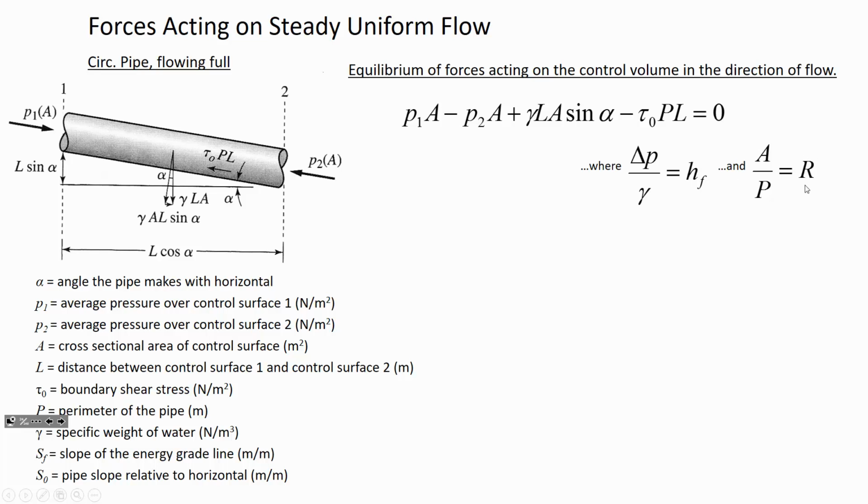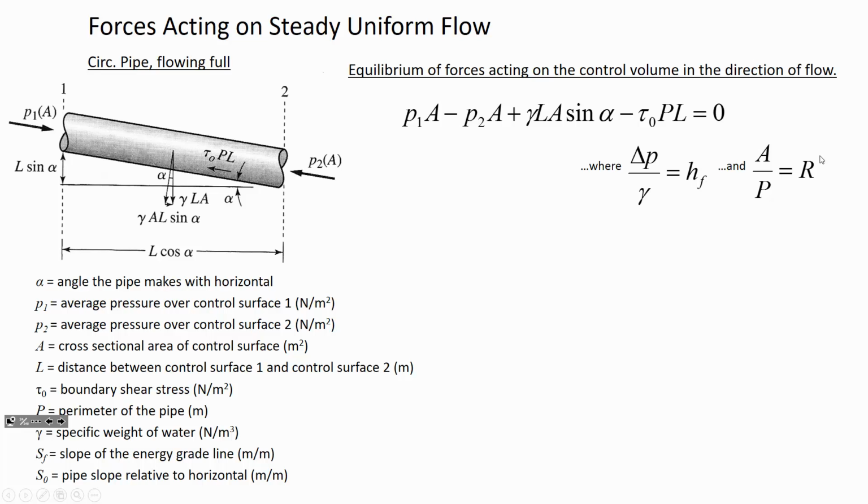Hydraulic radius is what R stands for. And hydraulic radius is the area of the pipe divided by its wetted perimeter. And the wetted perimeter, in the case of a circular pipe, is just the perimeter of the pipe. And so for a circular pipe that's flowing full, since area is pi d squared divided by 4, and the perimeter of a pipe is pi d, then the hydraulic radius, which is A divided by P, that's just going to be d divided by 4.